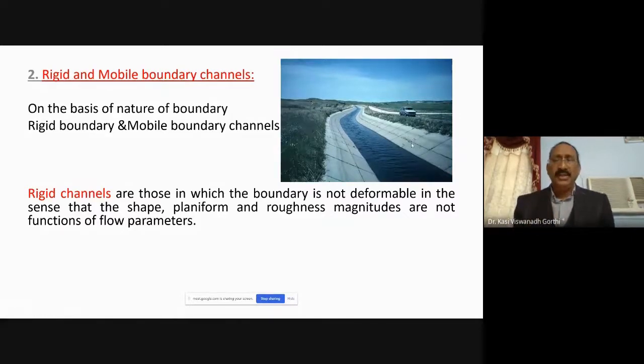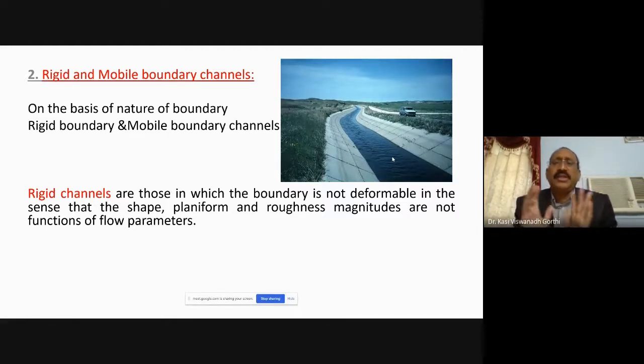This boundary may be rigid. This boundary may sometimes be deformable also. In the figure, what is shown here is that cement blocks are provided. Are you able to see? This is not a simple open channel. The channel has cement blocks provided completely. All this is a very regular cement shape which is provided. Even the bottom must also have it, we are not able to see. So the boundary of this will not deform.